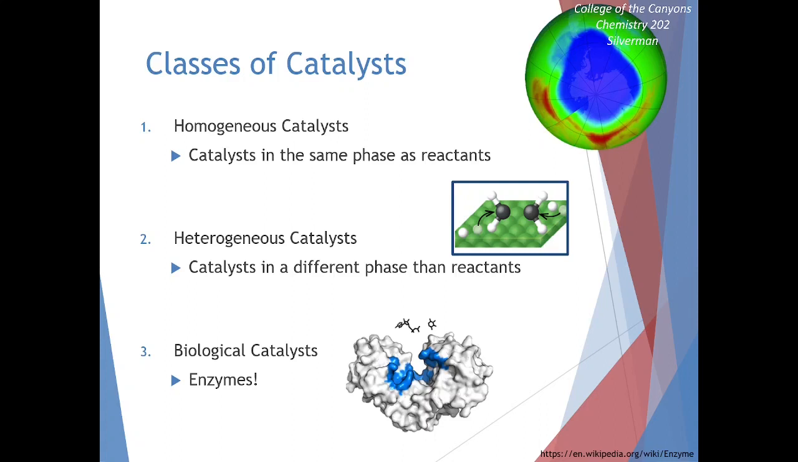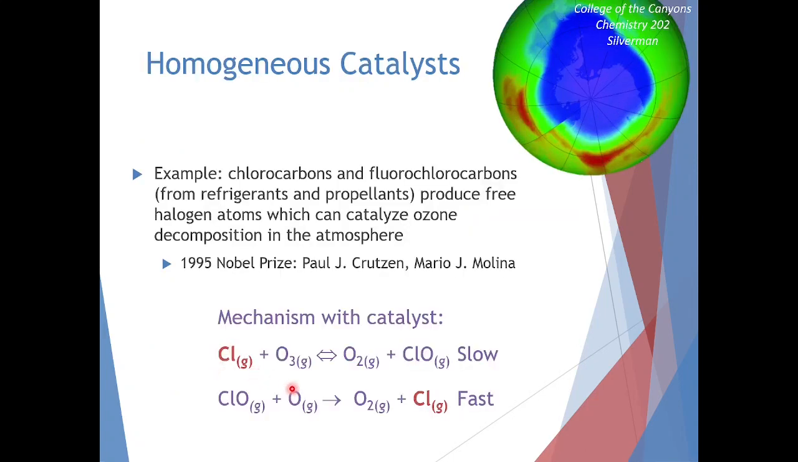We can have what are known as homogeneous catalysts. These have the same phase as the chemicals they're interacting with. So as an example, we could have our chlorine atoms interacting with ozone up in the atmosphere. There's our example once again, right? 1995 Nobel Prize.